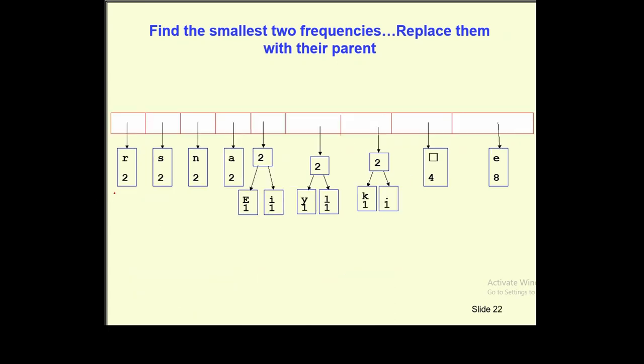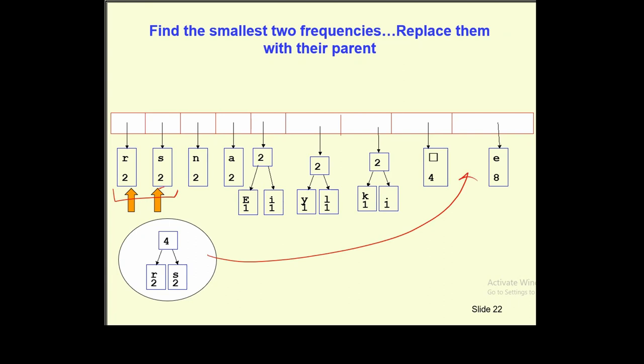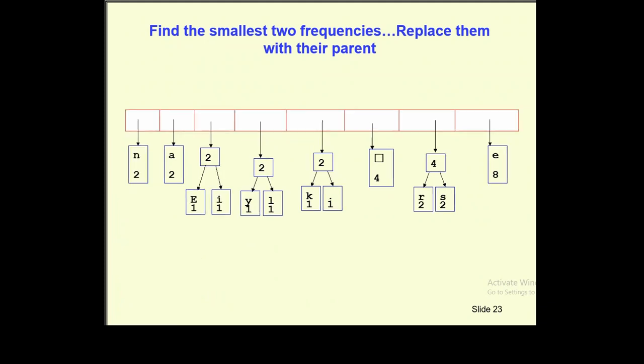Here we have two characters with frequency 2 and frequency 2, R and S. After the merging process, we will have this merge tree. Frequency of R is 2, frequency of S is 2, and the merge root is 4. We will place this 4 in the list. After the merging process, we place all the newly formed trees into the proper place in the list. This is the list of trees, or list of roots. So this is the scenario.